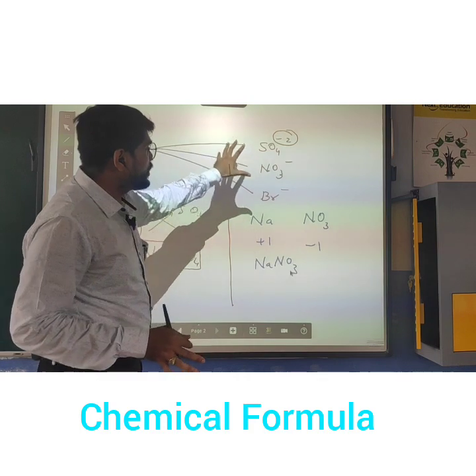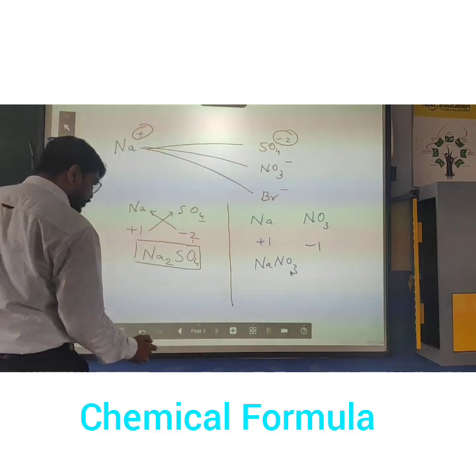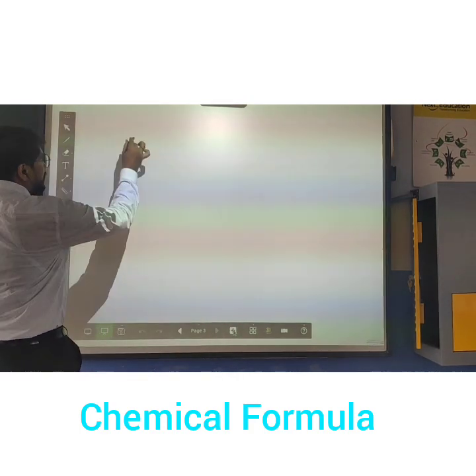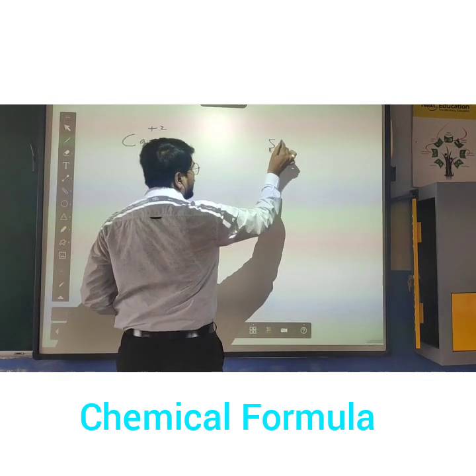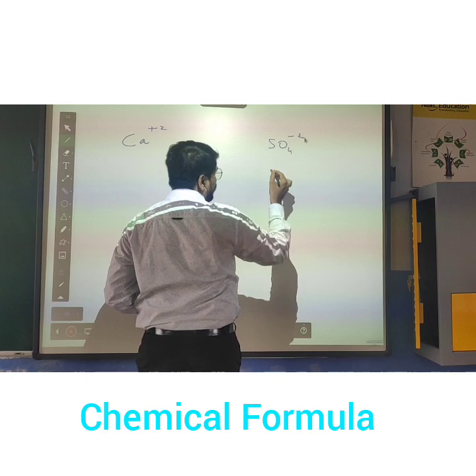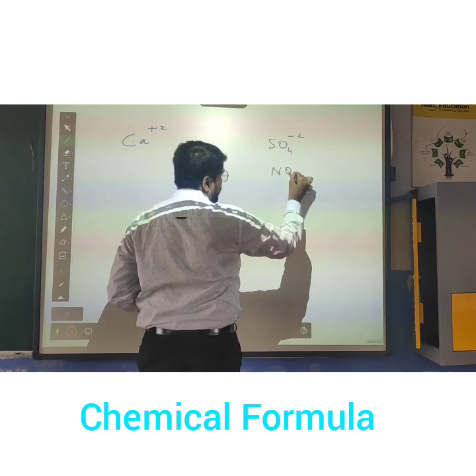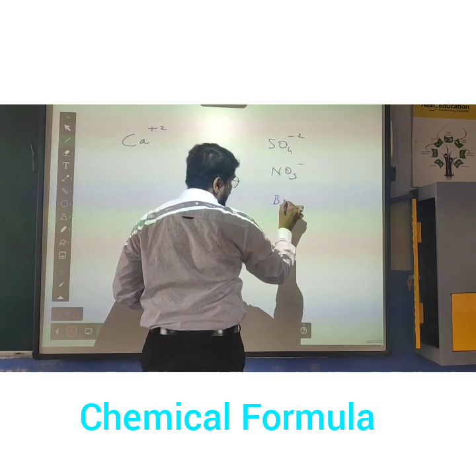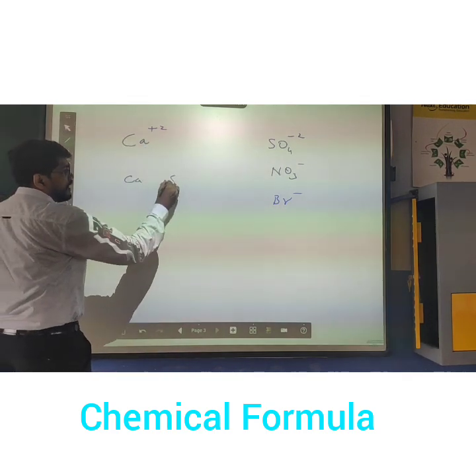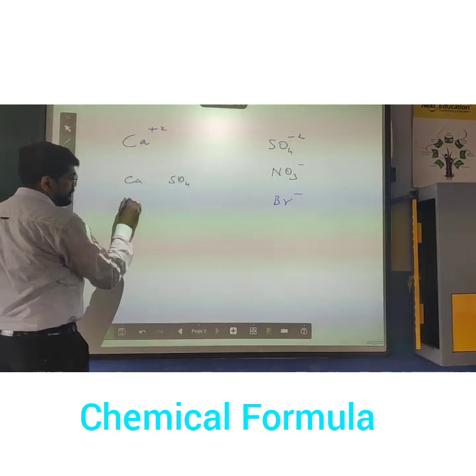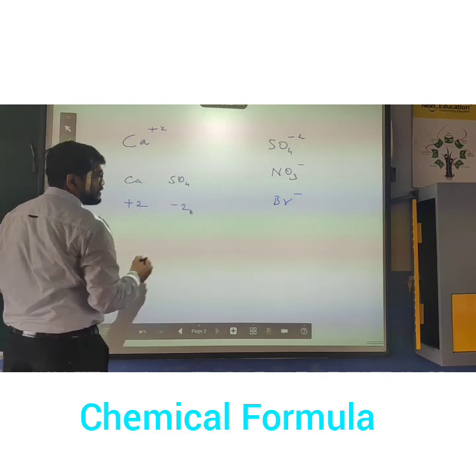Right now I have taken sodium and these. Now let me go for another one. I will give another example. Let's take calcium. Calcium +2, and let's take all these three: SO4 -2, NO3-, and Br-. So first one, let's take this one. So Ca and SO4. What will this be? This is +2. This is -2.